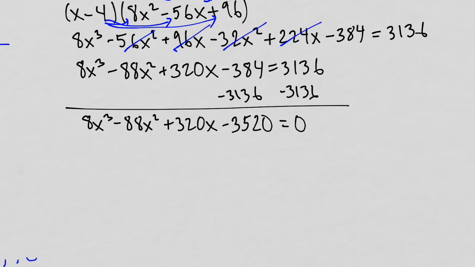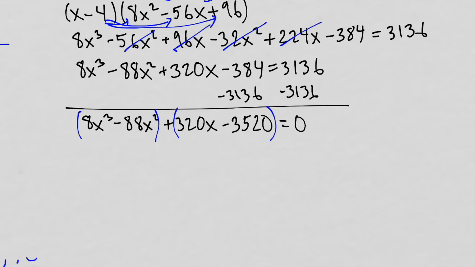And now let's hope this works. I'm not sure actually if it works. We're going to try factoring by grouping. Again, if grouping doesn't work, that means that I have to look at 3520 and find all the factors of 3520 and test them all out, which does not sound like fun. But let's hope this works.